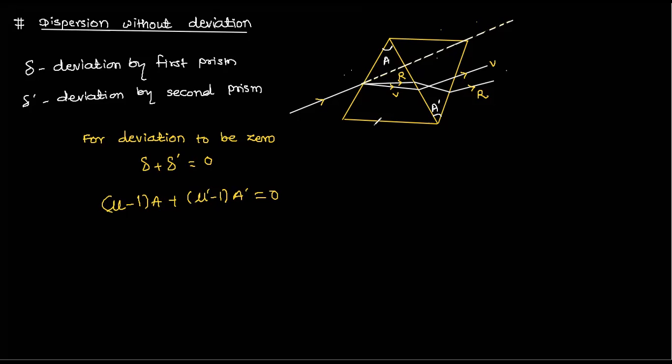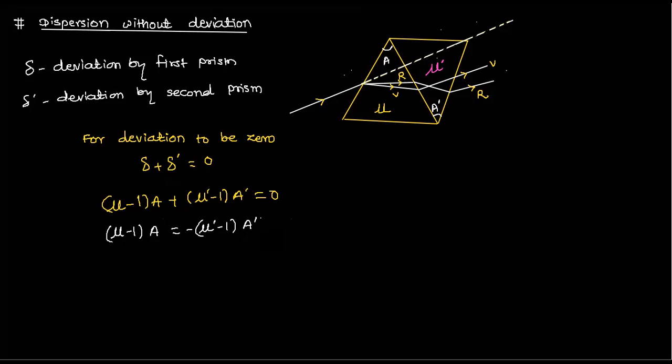So this angle is A, this angle is A dash. For this prism you have refractive index mu, and for this prism you have refractive index mu dash. Keep it in mind. Now I am transferring this term here. So mu minus 1 into A is equal to minus mu dash minus 1 into A. So this A and this A will get cancelled. No, this is A dash, no? Oh, one minute. This will not get cancelled because this is A dash. So here it is mu minus 1 into A is equal to minus mu dash minus 1 into A dash.